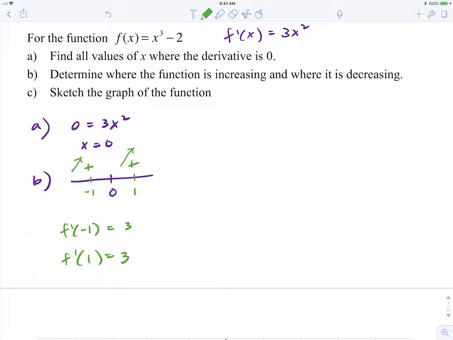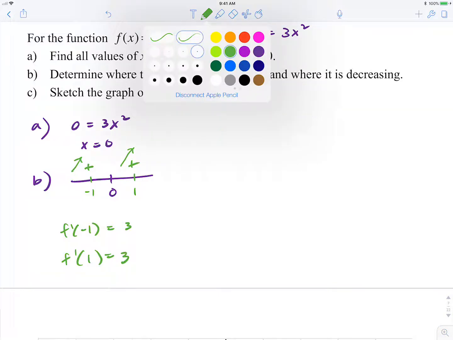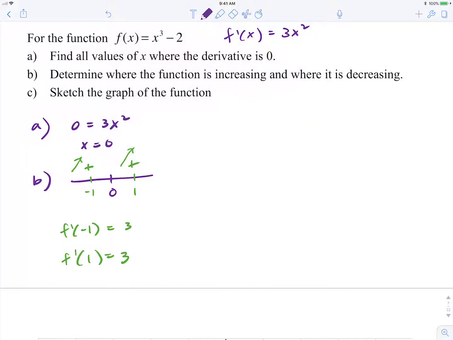So I do want to find what f of 0 is. And if we look at this function, this polynomial function, f of x equals x cubed minus 2, you guys know that's x cubed shifted down 2 units. You know what that looks like. But we're just confirming that the derivative is telling us the same thing that we already know about this graph, about what it looks like.